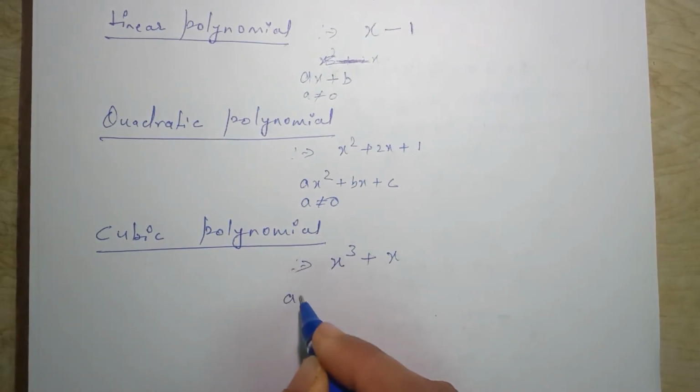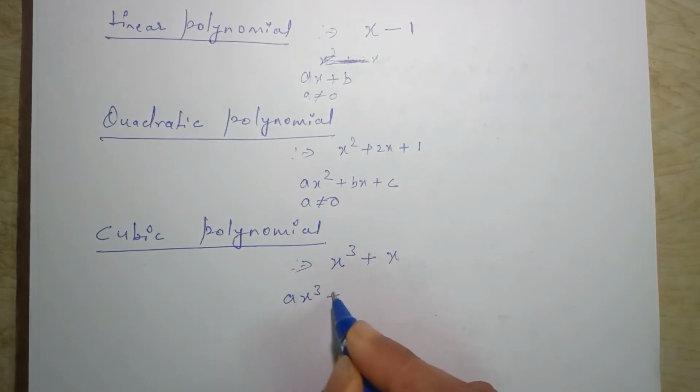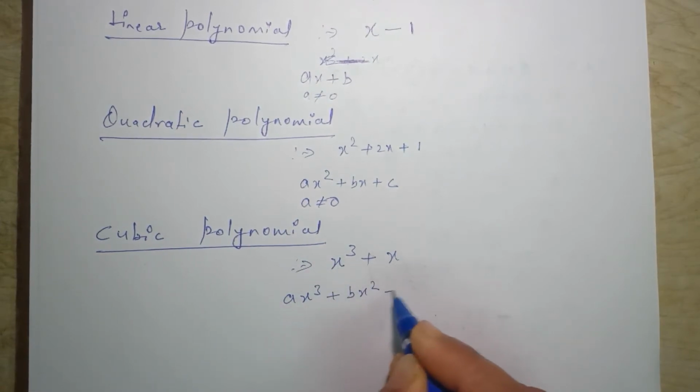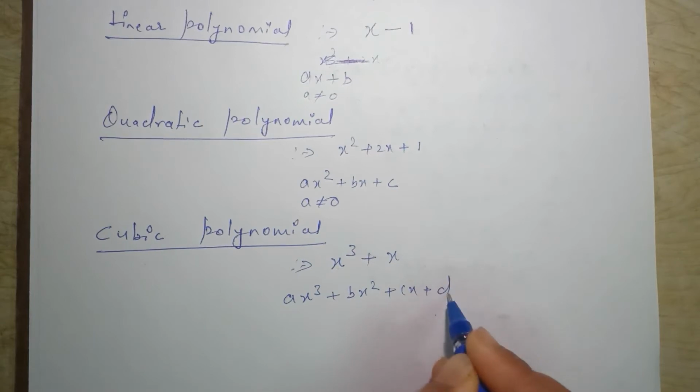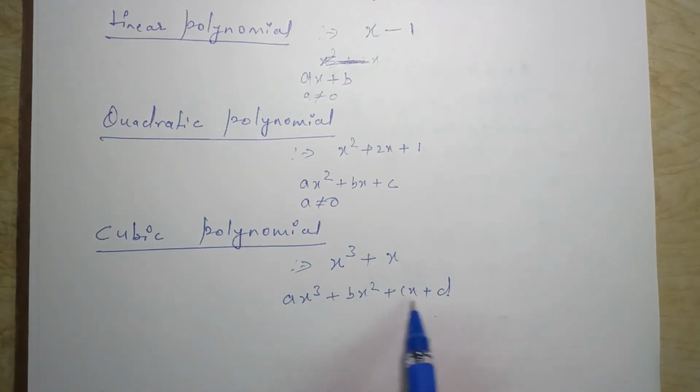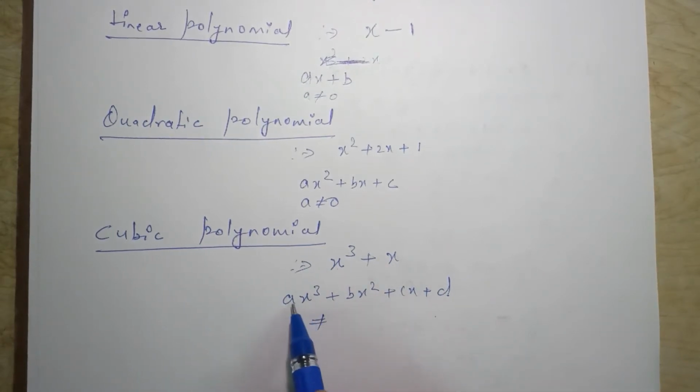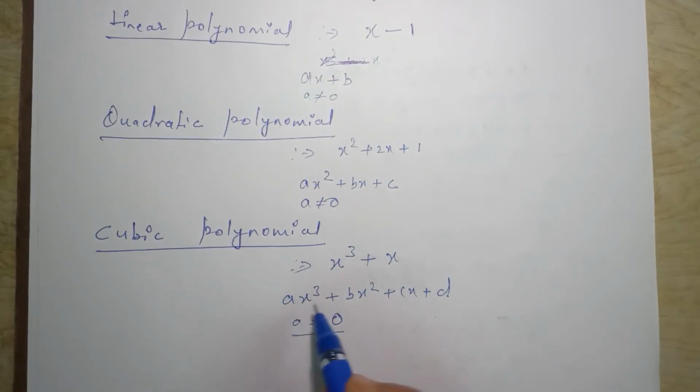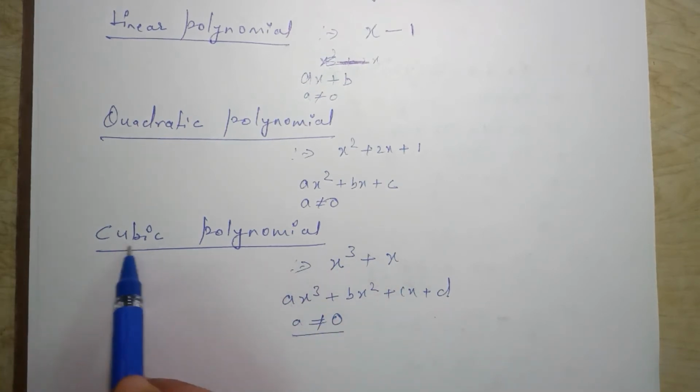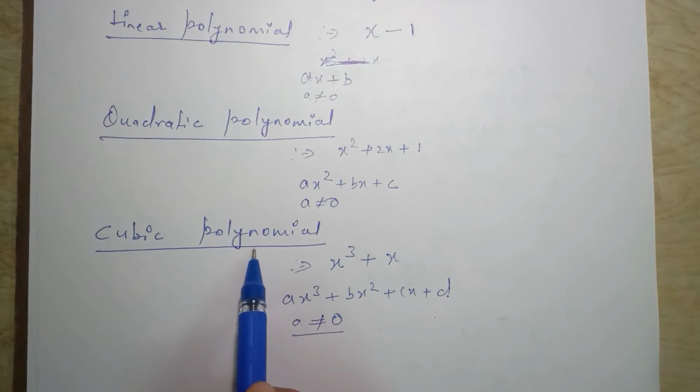And its general form is ax cube plus bx square plus cx plus d, where a, b, c and d are constants and are real numbers. But again it implies that the coefficient of x cube should not be equal to 0. If it is 0, then x cube will be removed, and on the basis of which it is called a cubic polynomial.